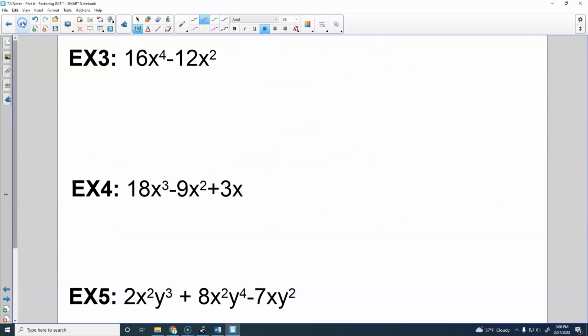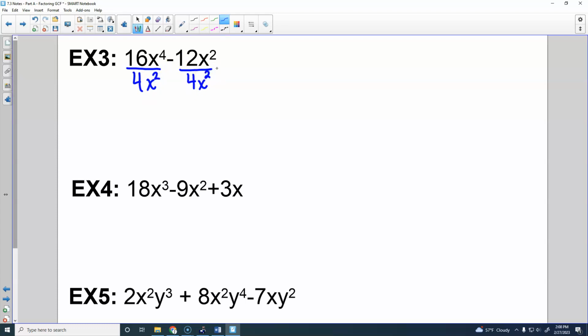All right, let's do a few more. Okay, now 3 is going to have both number and variable parts that we can factor out. So 16 and 12, what's the biggest number we can take out there? 4. So I can divide both of those by 4. All right, for my variables, I could divide by 2 x's. So I'm going to have x squared with both of those.